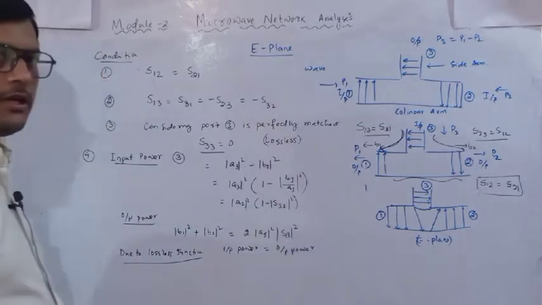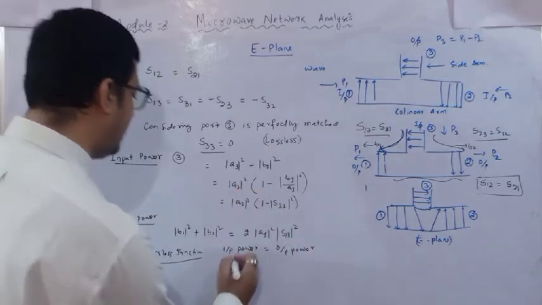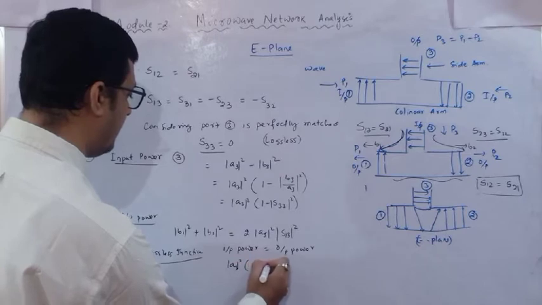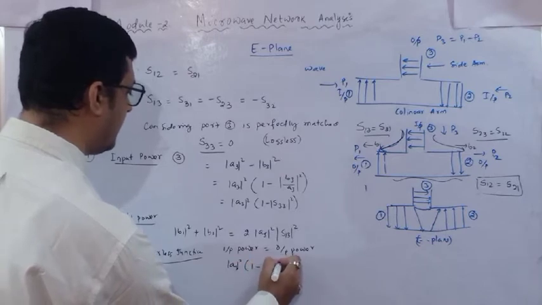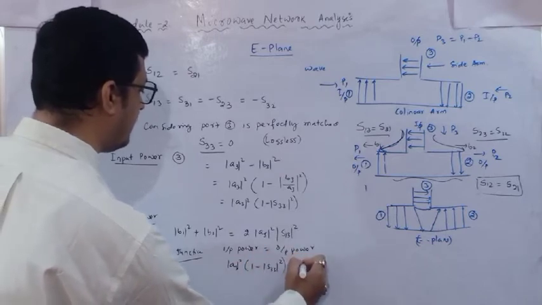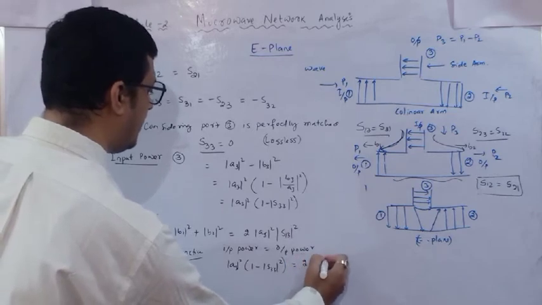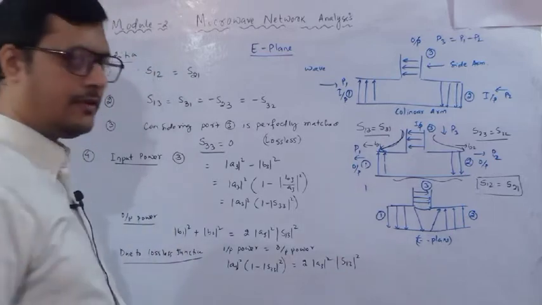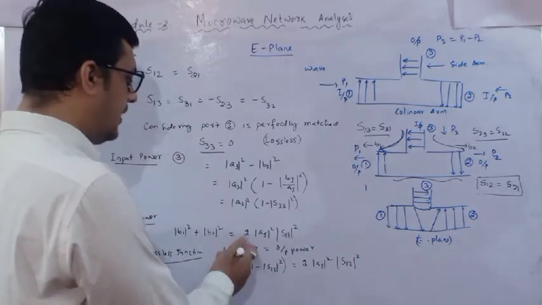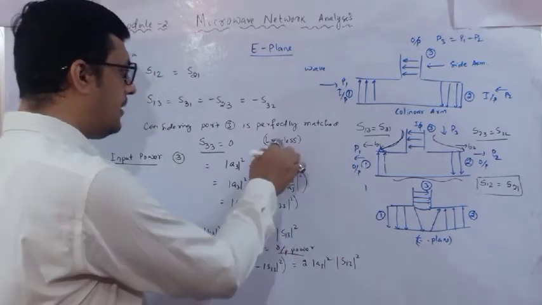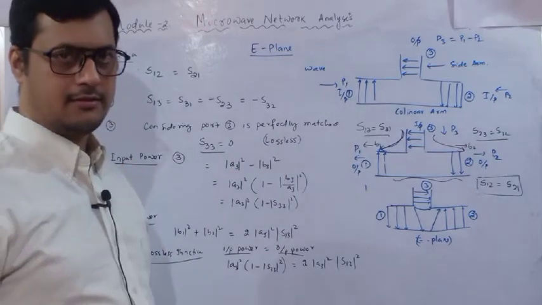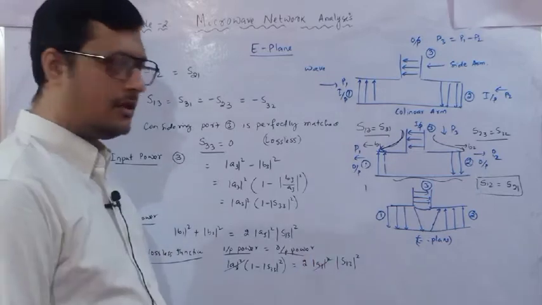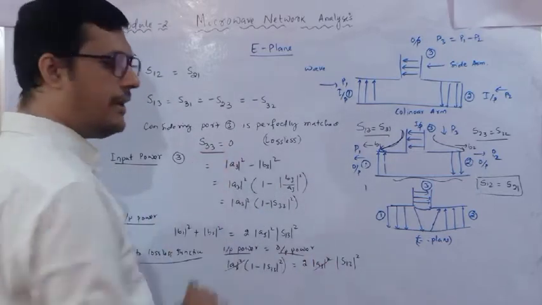So what is our input power? Input power is mod A3 whole square times (1 minus S33 whole square), which is equal to twice mod A3 whole square and S13 square. Why have I taken input power equal to output power? Due to the lossless junction. Next, A3 square cancels out. S33 is 0, which we have considered.